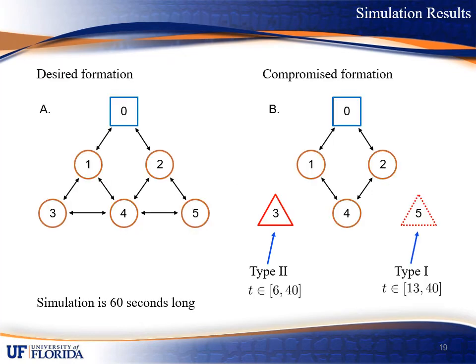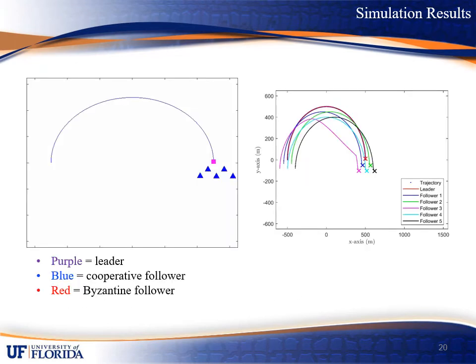We now present some simulation results where the objective within the simulation is to form the desired formation shown in subfigure A on the left. However, at the time intervals presented below on the bottom right, followers 3 and 5 will be converted into type 2 and type 1 Byzantine adversaries respectively, where it is then the goal of the remaining cooperative followers to form the corresponding component of the desired formation while tracking the leader. Here we present a simulation video that validates the result.